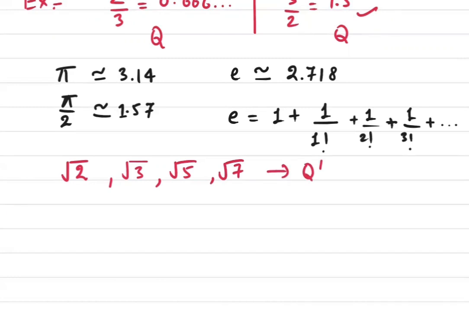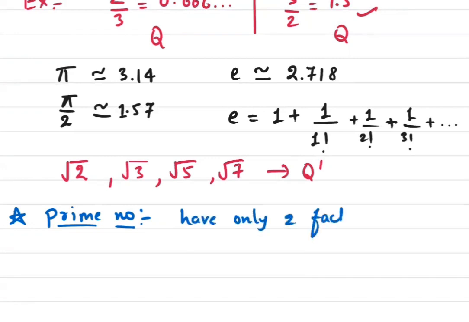So let's quickly discuss what prime numbers are. The next set of important numbers are prime numbers. So what are prime numbers? Prime numbers are numbers which have only two factors, and what are those? 1 and itself. So this is prime numbers.